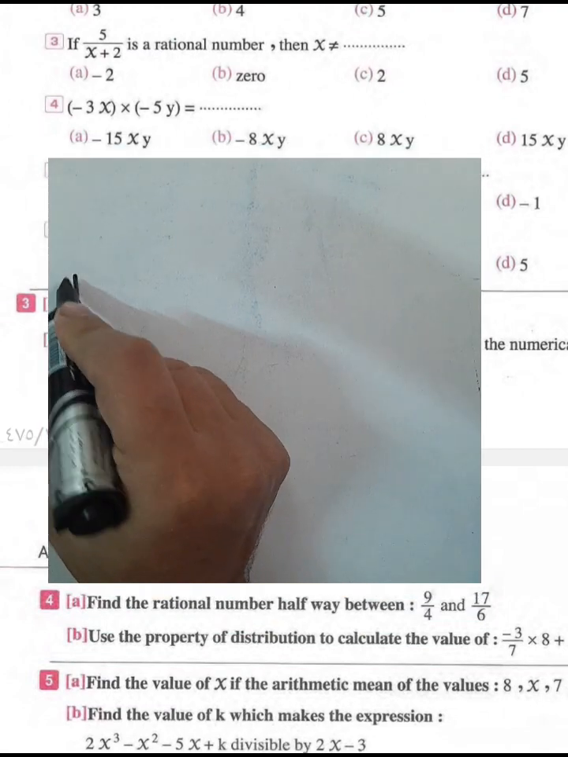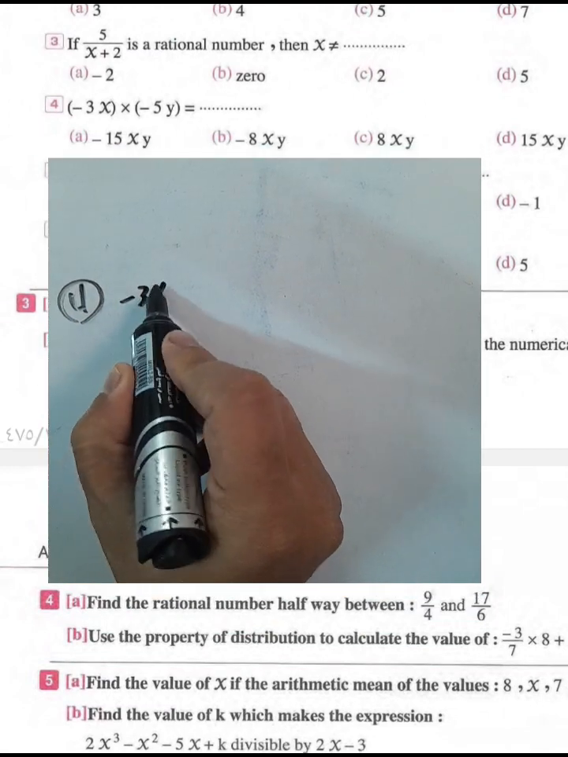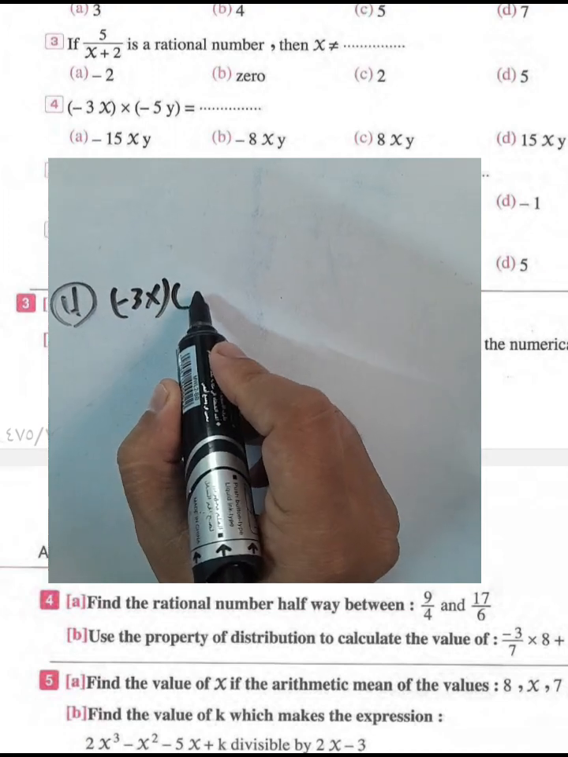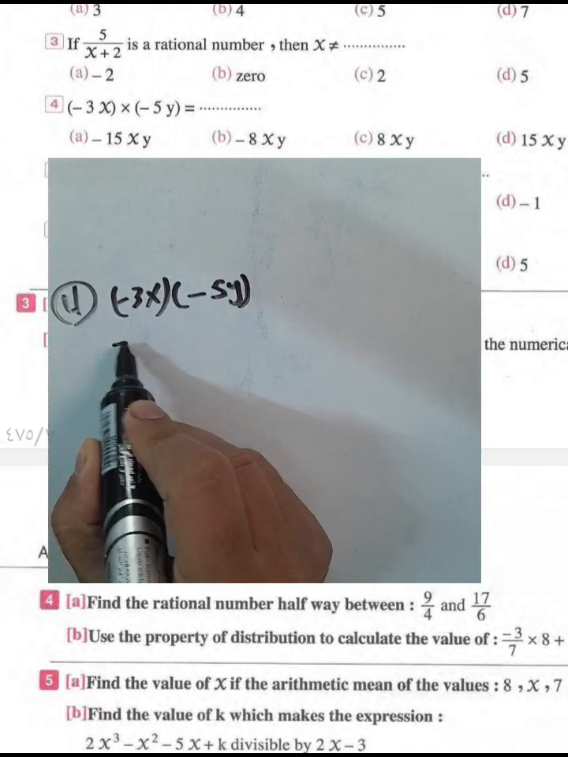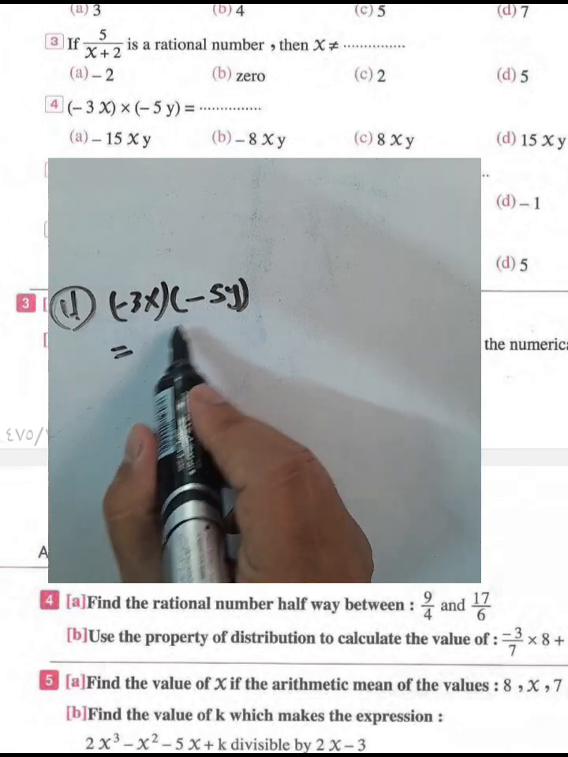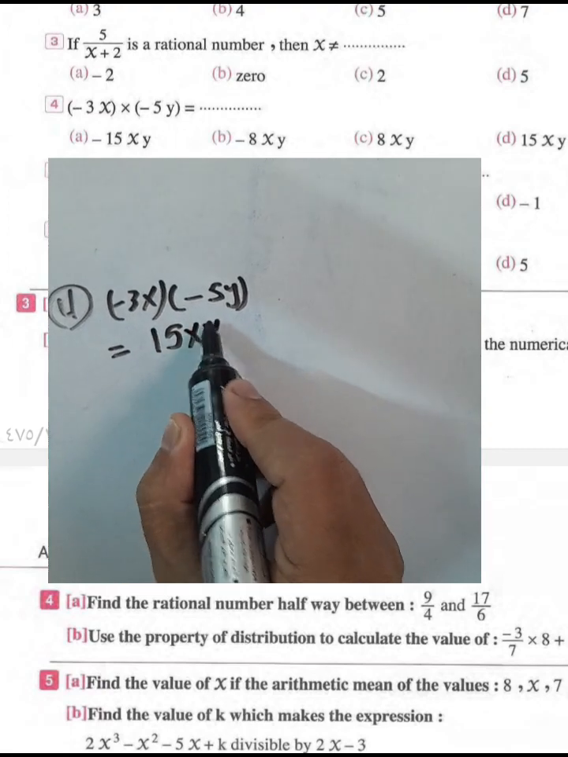Next question. Number 4. Negative 3x times negative 5y. Negative times negative equals positive. 3 times 5 is 15, and x times y will be xy.